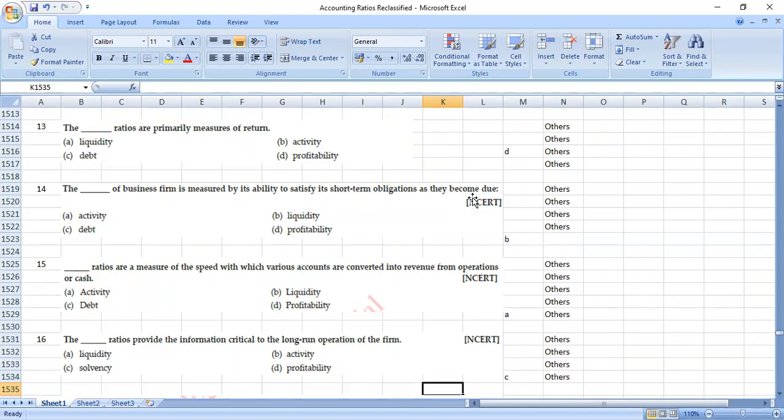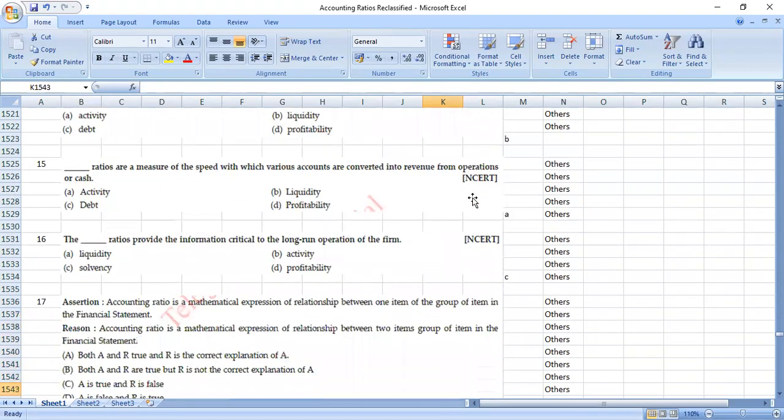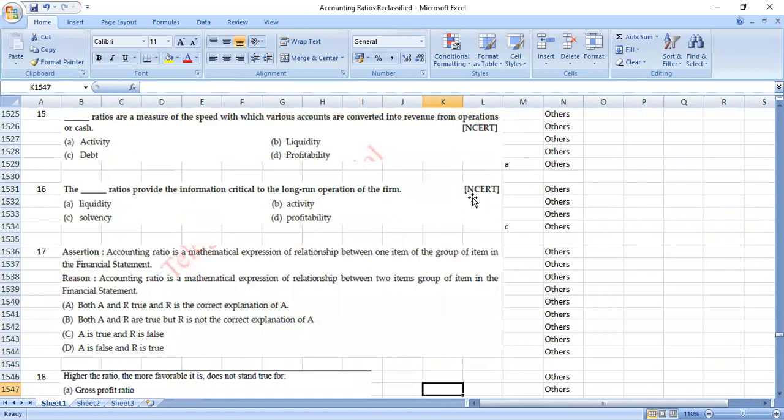14. The dash of a business firm is measured by its ability to satisfy its short-term obligations as they become due. Solvency or liquidity. I'm sorry, not solvency. Liquidity ratios. That is the exact definition of liquidity ratio: ability to satisfy short-term obligations as they become due. 15. Dash ratios are a measure of the speed with which various accounts are converted into revenue from operations or cash. Activity ratios. The operational efficiency, the number of times it gets converted into cash, whatever activity you're doing. So 15A is the correct answer.